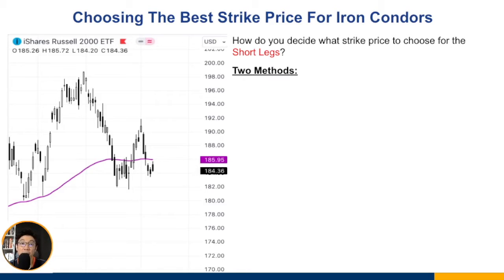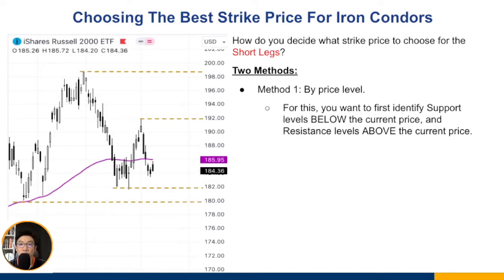So for this, there are two methods. The first method is by price level, right? So that means you are going to choose the specific strike price based on the price level. So for this, you want to first identify the support levels that are below the current price. As you can see down here, this is where the current price is. So you want to identify the support levels that are below where the current price is.